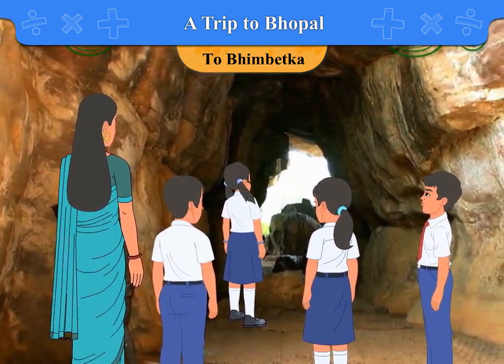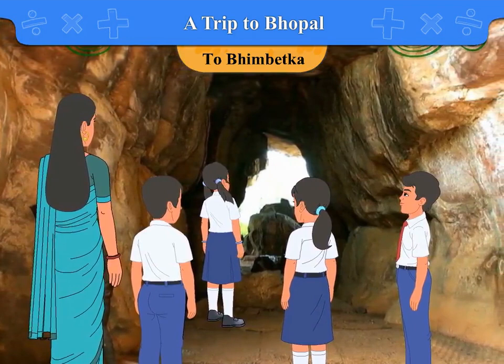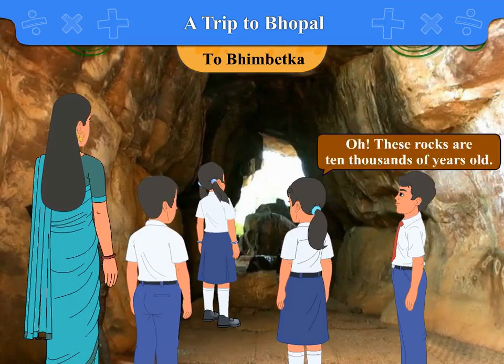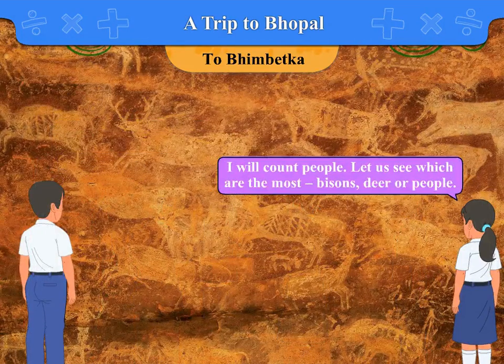It is about 11 o'clock when they reach Bhimbetka. Many children were discussing as they entered the cave. "Wow! Even 10,000 years ago, people made such lovely paintings. That too on rocks. Oh, these rocks are 10,000 years old." Shankar says, "This painting also has very big bisons." "Hey, I got an idea. I will count the bisons and you count the deer in the paintings." Beena says, "I will count people." Let us see which are the most, bisons, deer or people.